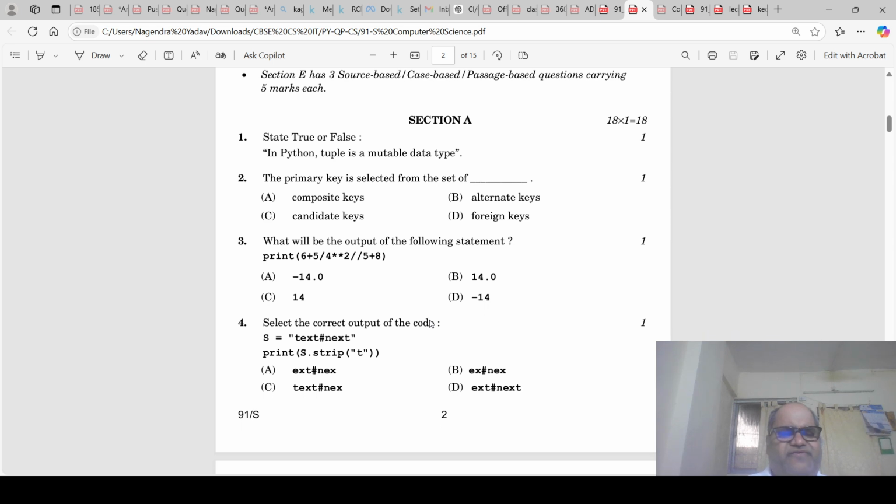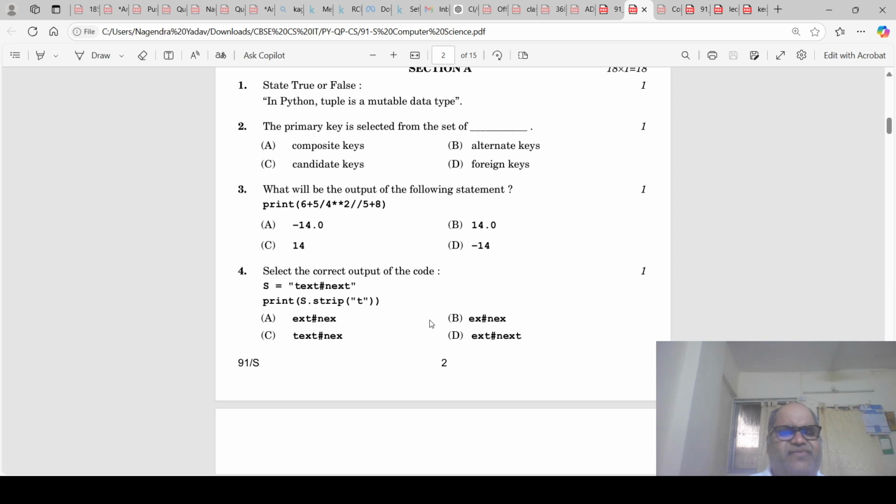What will be the output of the following statement? You can see this is more about testing your ability to understand the expression type and in what order it will be executed. So you might see 6 plus 5 by 4 squared 2, where there are operators, plus 5 plus 8. You should be able to identify which part will be executed first and in which order. We'll actually see some of these while we cover your post syllabus.